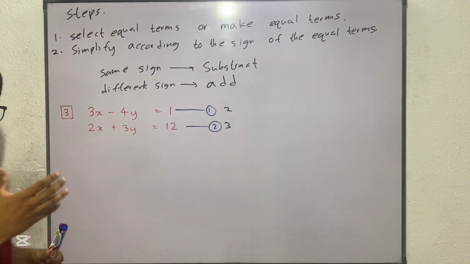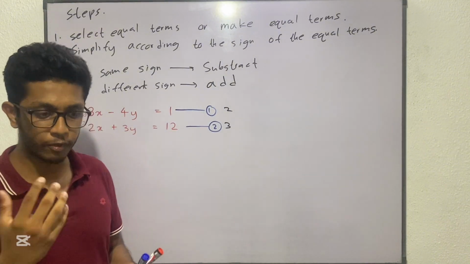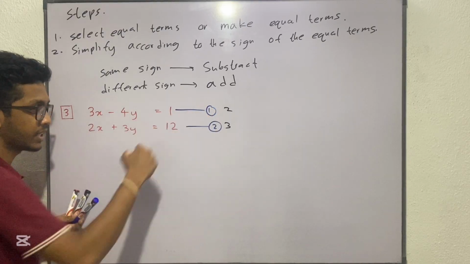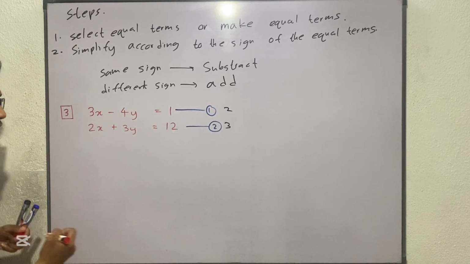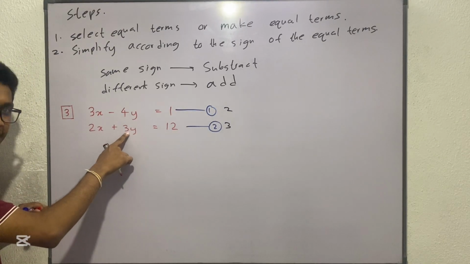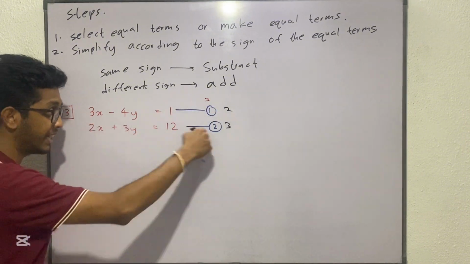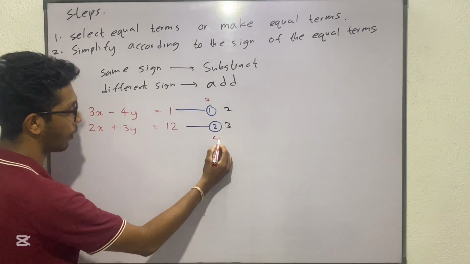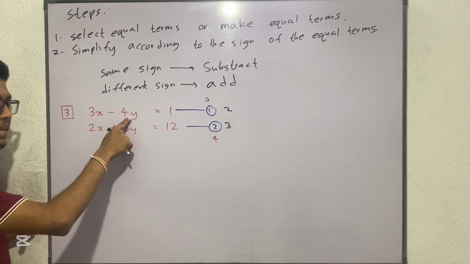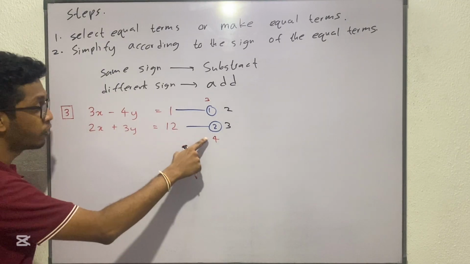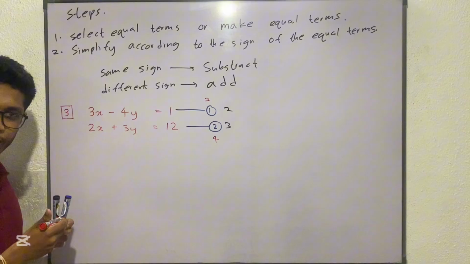Then, I need to make the y terms equal. So from which number should I multiply the first equation? The first equation I have to multiply with 3, and the second equation I have to multiply with 4. 3 times 4y, I get 12y. 4 times 3y also, I get 12y.